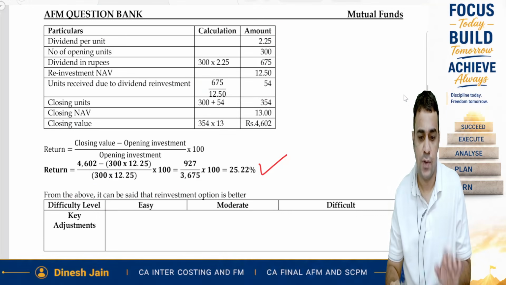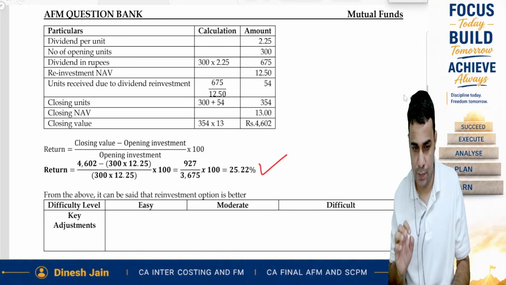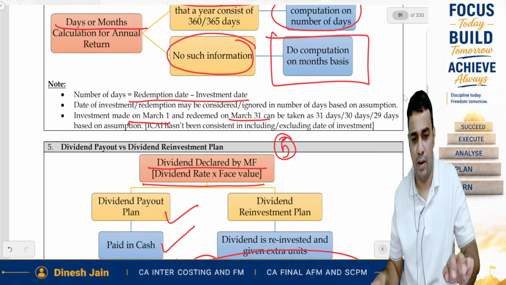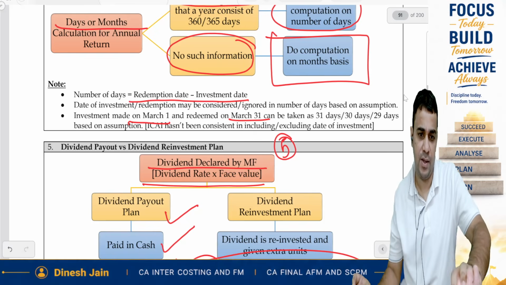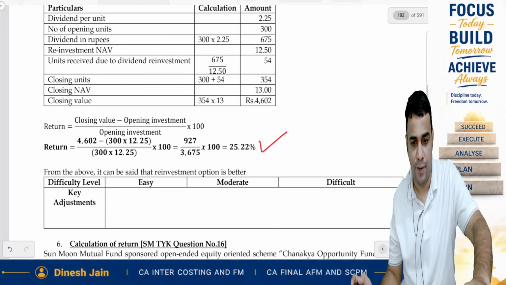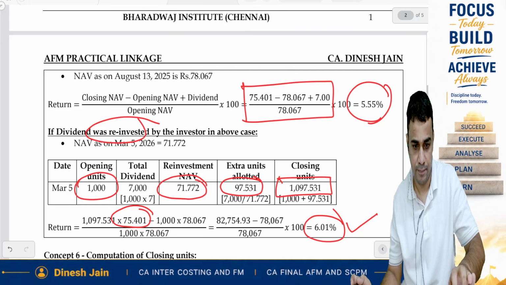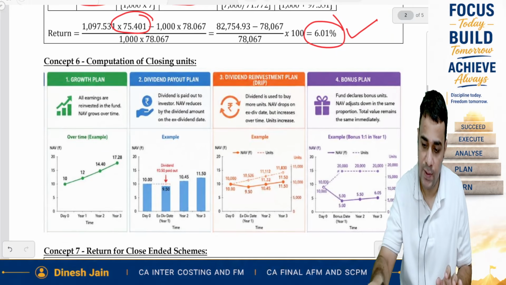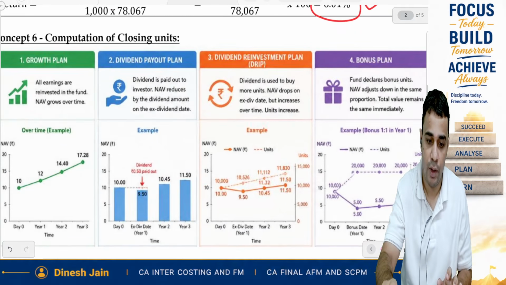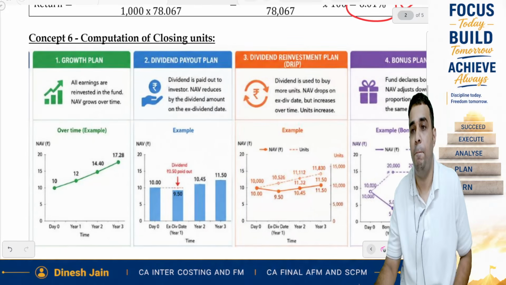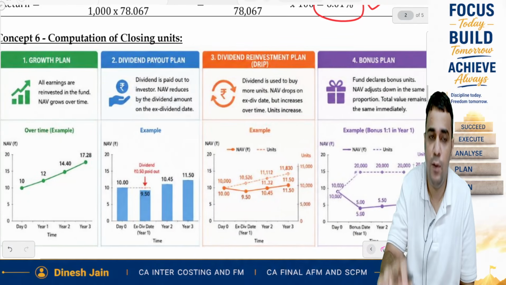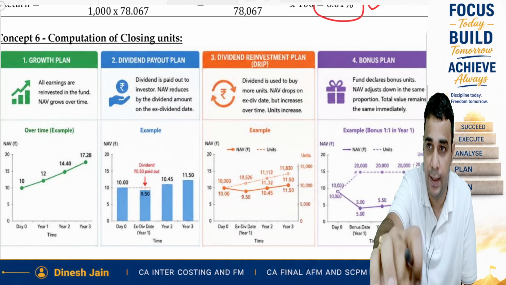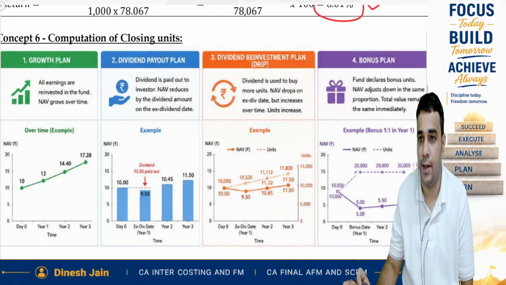Okay. We are done with payout and reinvestment. Now I introduce another concept. There are 4 plans in the practical world: growth plan, payout plan, reinvestment plan, bonus plan. This is not there for you, it is there in the practical data. So you just understand it.